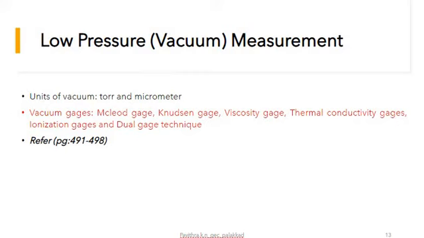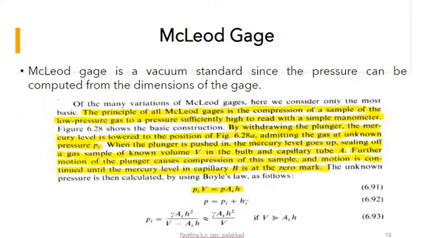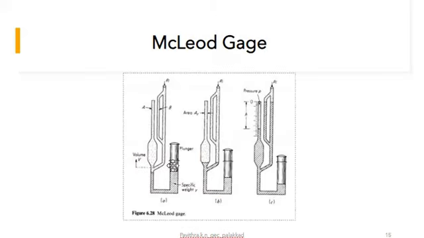So first one, McLeod gauge. It is a vacuum standard since the pressure can be computed from the dimensions of the gauge. This is the figure showing this McLeod gauge. Actually, this represents three stages of working of this McLeod gauge. So let us see what they are.